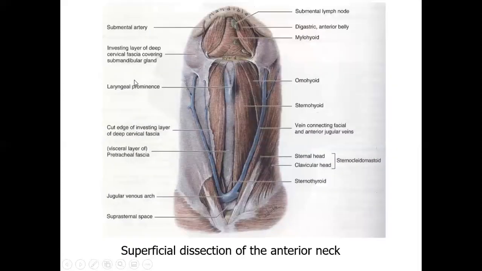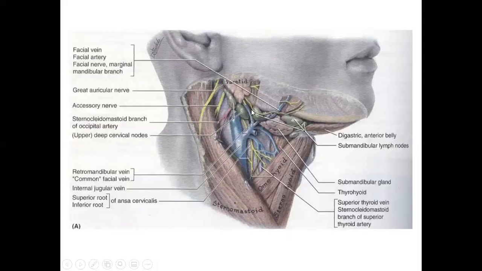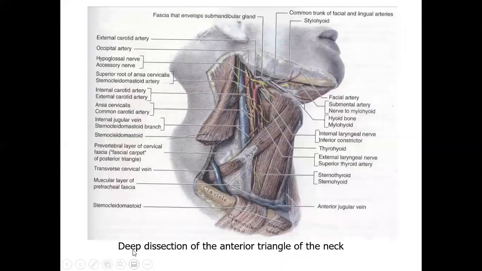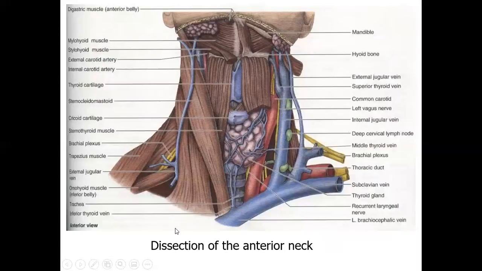Okay, you can see here, whenever you dissect there, you can see all the structures that we have discussed just now. This is the superficial dissection of the anterior neck. This is a deep dissection of the anterior triangle of the neck. And this is a dissection of the anterior neck.